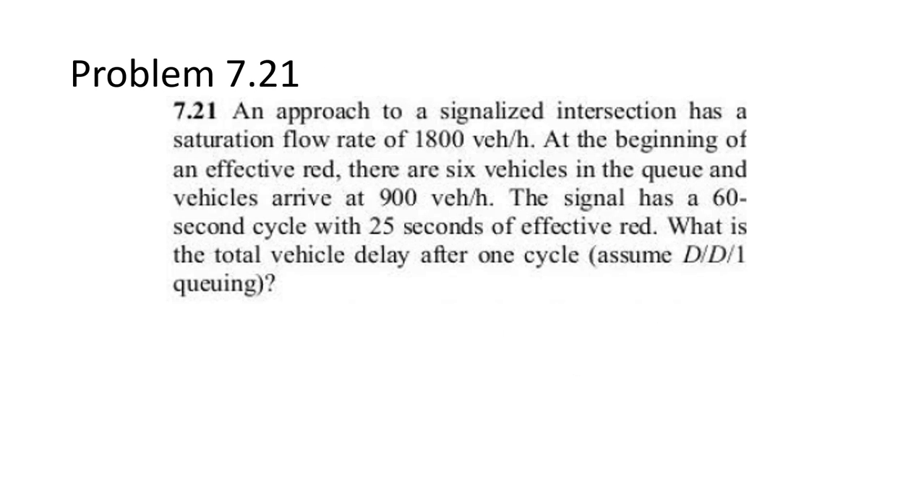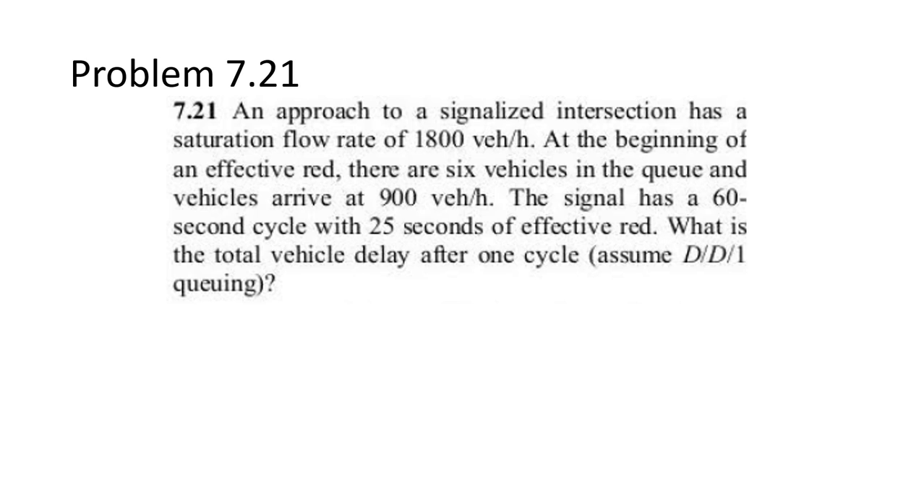Here's another example problem. We've got a saturation flow rate of 1,800 vehicles per hour. At the beginning of effective red, there were 6 vehicles already in the queue. The vehicles arrive at 900 vehicles per hour, so half the saturation rate. We've got a 60-second cycle length and 25 seconds of effective red. So most of our time is actually effective green, which is good. So what's the total vehicle delay after 1 cycle?